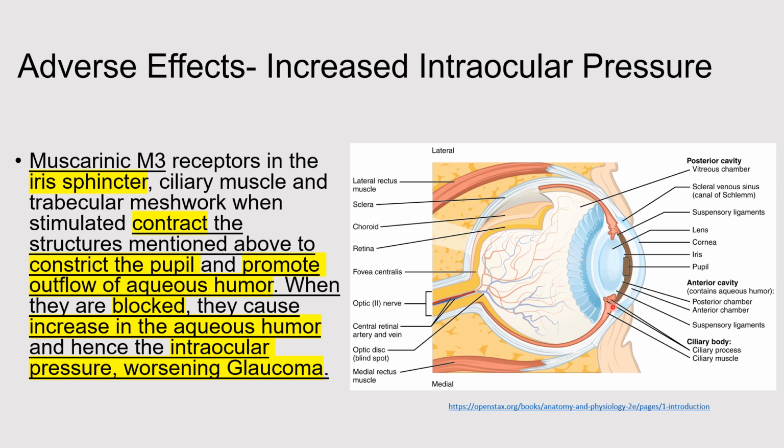But when we block this function using the muscarinic antagonist, the aqueous humor remains in the eye, and it produces an increase in the pressure in the eye, which is the increase in intraocular pressure. When patients have glaucoma, they have trouble with the reabsorption of this fluid, so when we give this drug to patients with glaucoma, it's going to make it worse, and that's why you have to exercise caution in these patients.